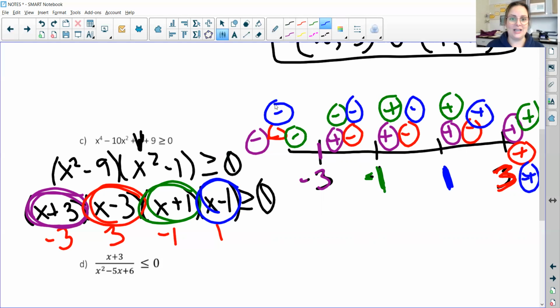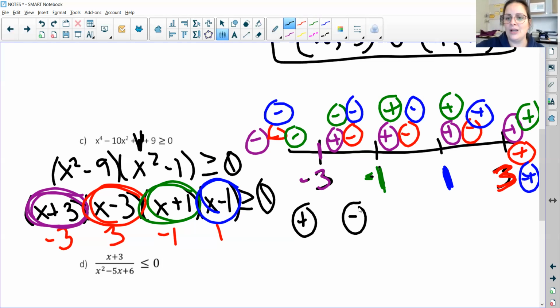And now I've analyzed the signs for my individual factors, and now I want to look at the overall result. Remember, if you have an odd number of negatives, the overall result will be negative. And if you have an even number of negatives or no negatives, the overall result will be positive. So below -3, a negative times a negative times a negative times a negative means it's going to be positive. Between -3 and -1, you have 3 negatives, so the overall result is going to be negative.